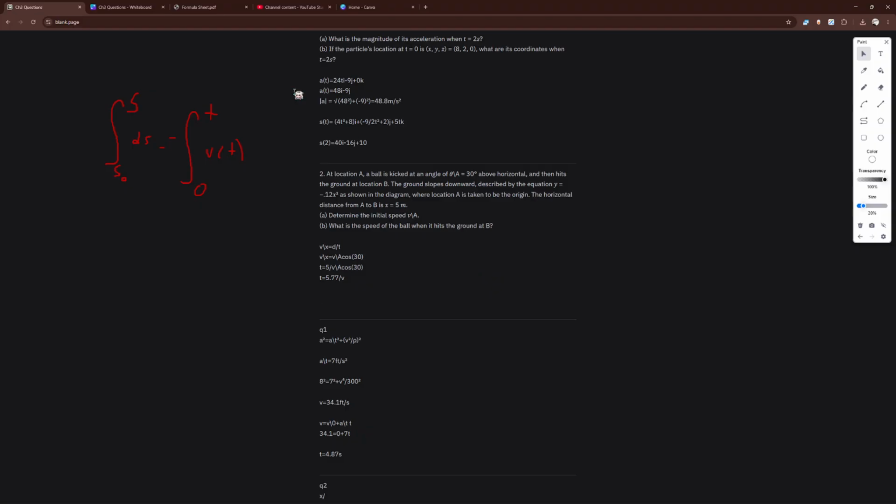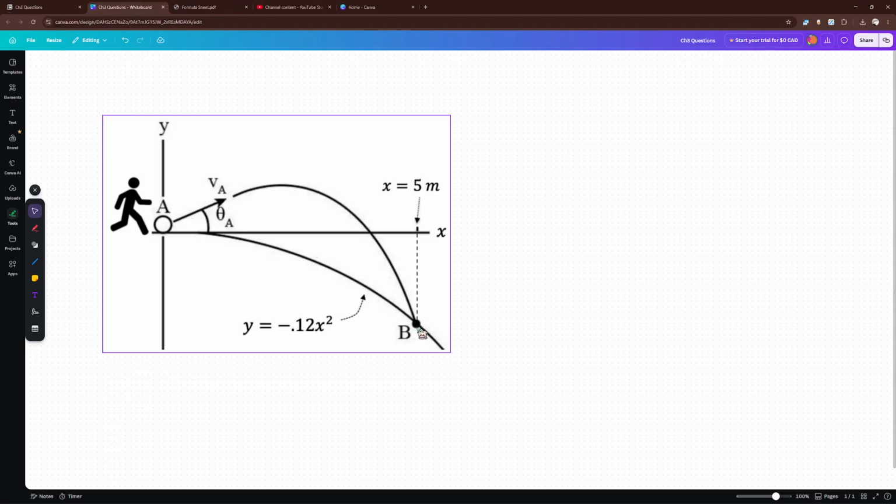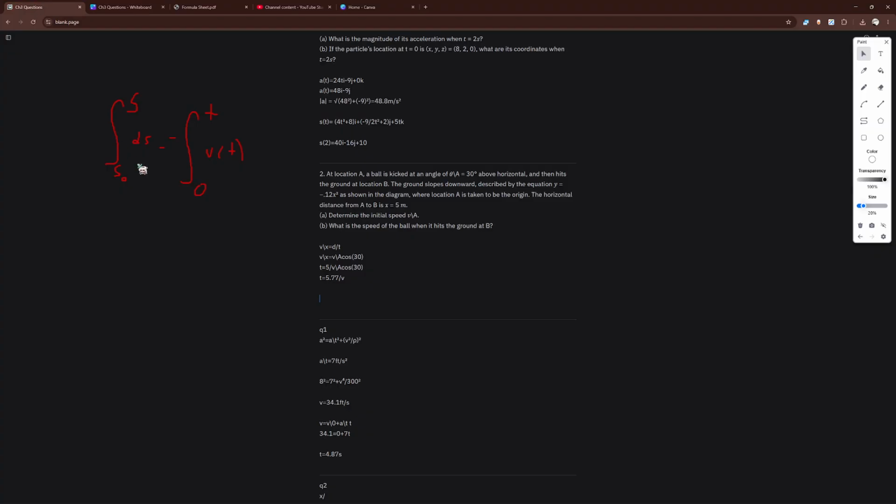Now, we're going to be looking at the vertical component. And for the vertical component, that means we need the y coordinate at this point, right? So let's get it. So y of 5 is equal to negative 0.12 times 5 squared, so negative 0.12 times 25 is equal to negative 3. That's a clean number. I like that. Negative 3 meters down because it's vertical.